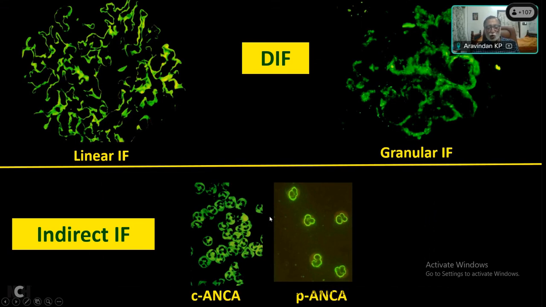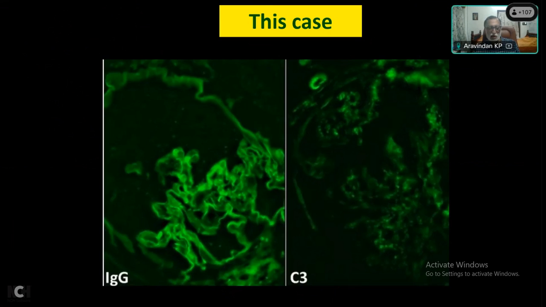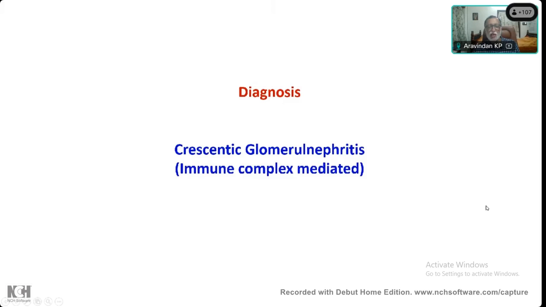In an indirect IF with neutrophils as the target, you find two patterns, the cytoplasmic pattern known as CANCA and the perinuclear pattern known as PANCA. These two patterns indicate two different things. In this particular case, this was the appearance. C3. Here, of course, it looks a bit linear and granular, but C3 is definitely having a granular pattern. So, this was immune complex mediated crescentic glomerulonephritis.